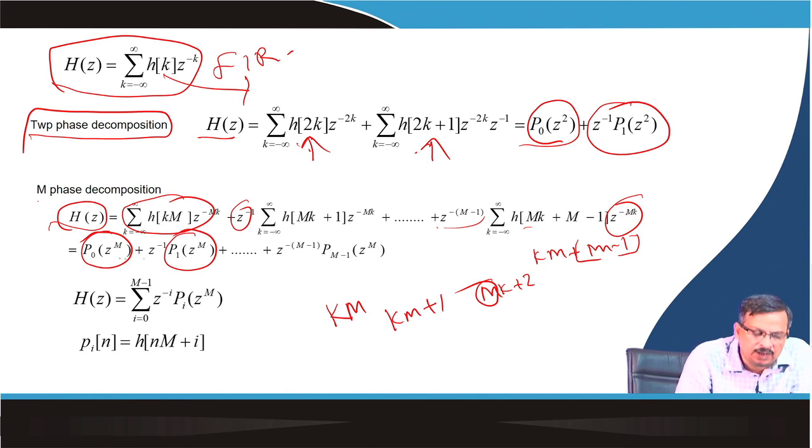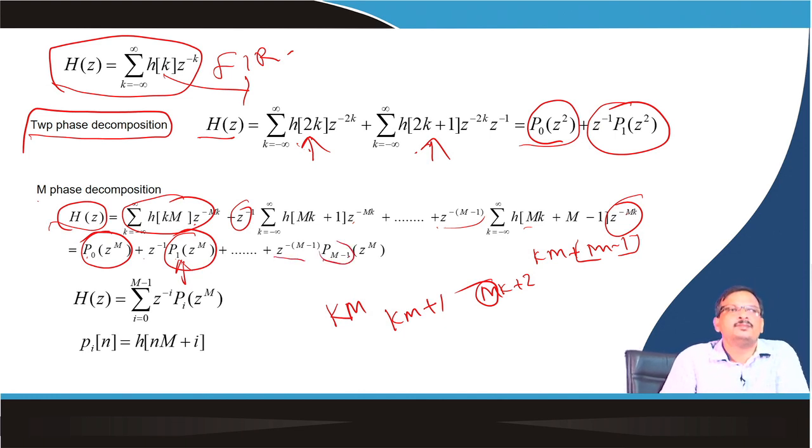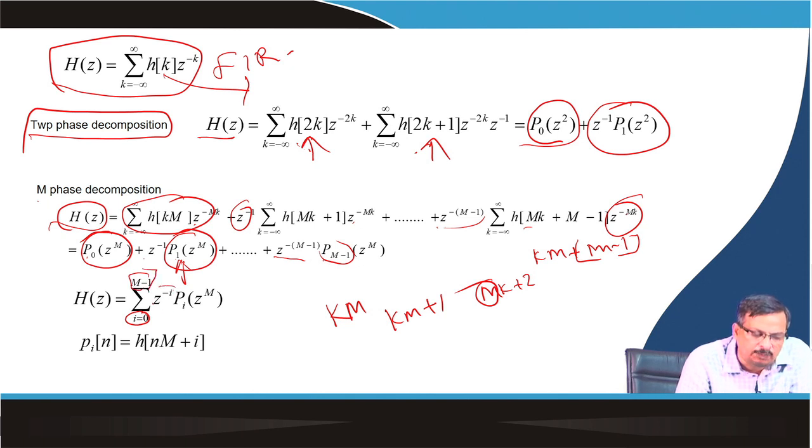If you see, why is it P0? Because it is the 0th one. Why is it P1? Because it is 1. So the second term is P1, the third term is P2. Similarly, the mth term will be P(m minus 1). So if I write it in summation form, I equal to 0 to m minus 1, it is z to the power minus i P_i z to the power m.